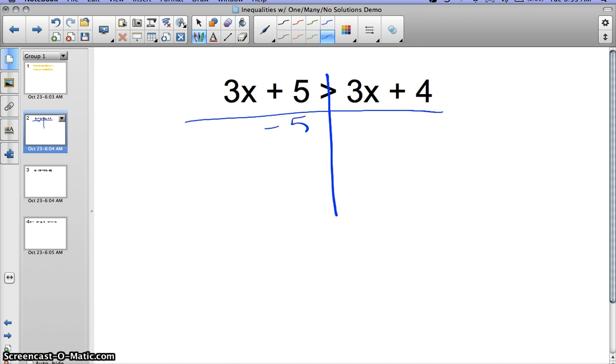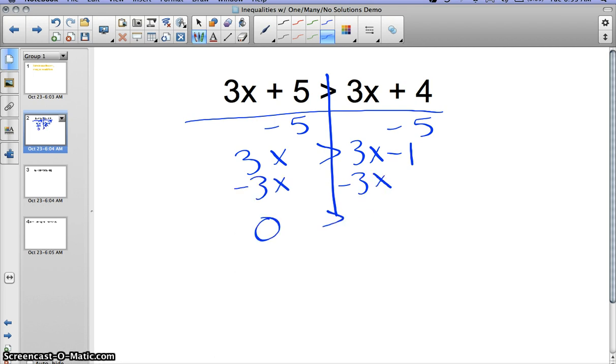So I'm going to subtract 5 from both sides. I get 3x is greater than 3x minus 1. Subtract 3x from both sides. I get 0 is greater than negative 1. Now, if you remember back from our equations, we ended up with 0 is equal to negative 1, and that was a false statement. However, 0 is greater than negative 1. That's the statement that we have for our inequality.